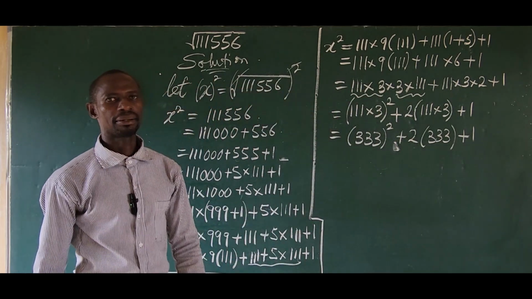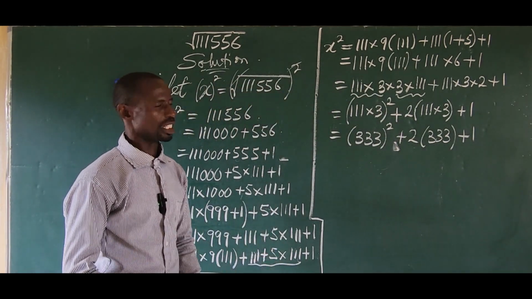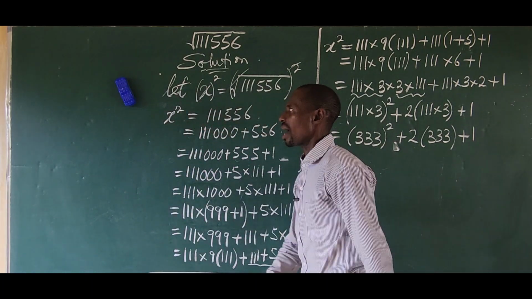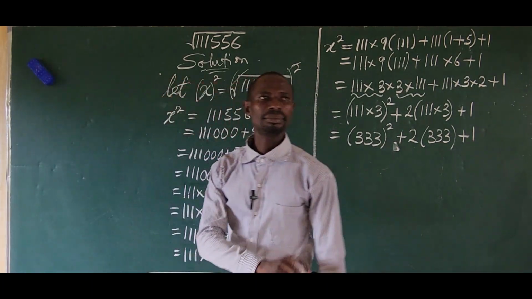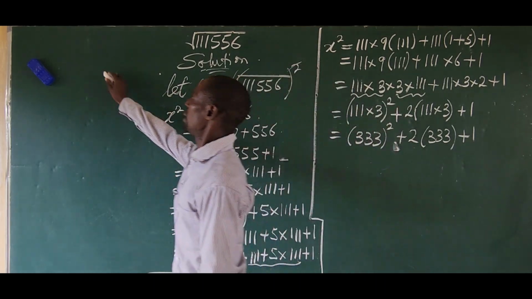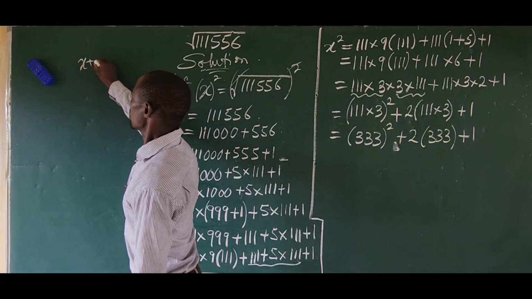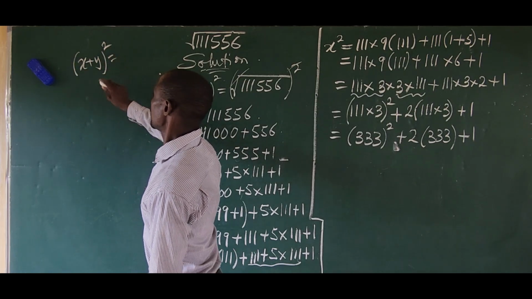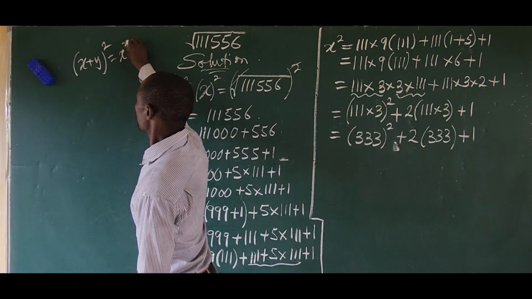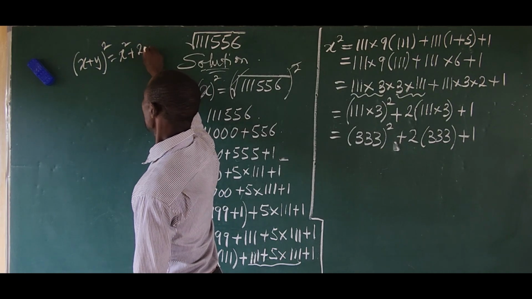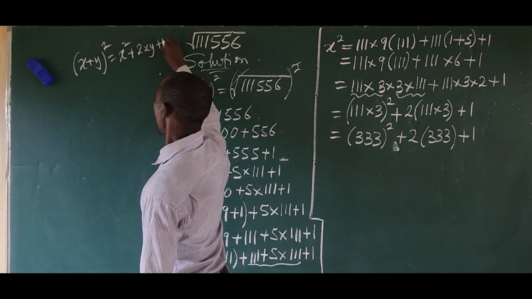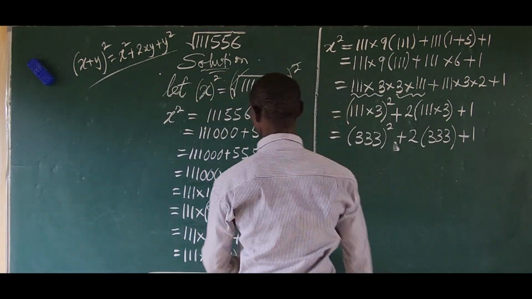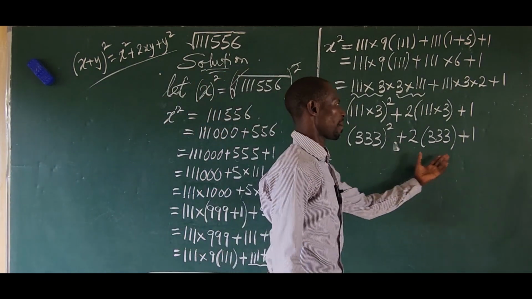So what can you see here now? There's a special algebraic identity that is playing out here. And what is that identity? It says that when you have your x, then plus your y, your bracket, all raised to the power of 2, this is equal to your x to the power of 2, then plus your 2xy plus your y to the power of 2. Remember this?